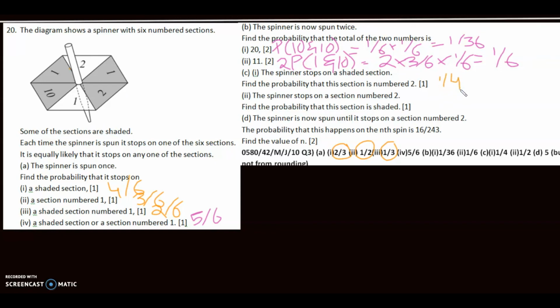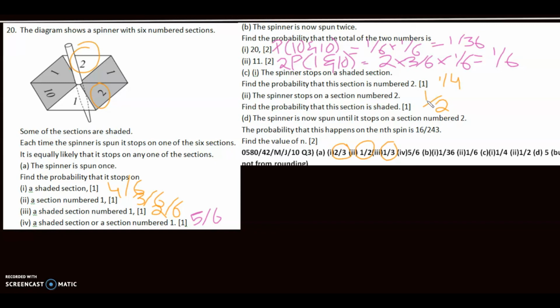Part 2. The spinner stops on a section numbered 2. Find the probability that this section is shaded. So if it stops at number 2, that means the denominator has 2 values. So 2 in the denominator, and the shaded section that is number 2 is only 1. So 1 upon 2 is the answer. 1 out of 2 chances we will land on the required case.